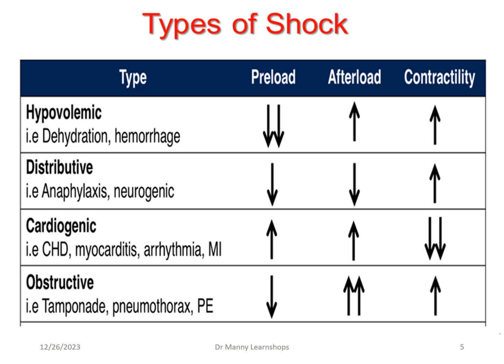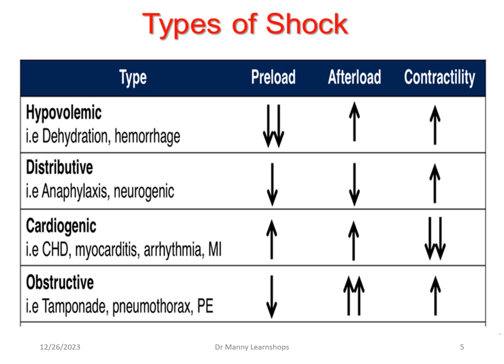You've got cardiogenic, which can be related to congenital heart disease, myocarditis, or certain arrhythmias like ventricular tachycardia, ventricular fibrillation, and even myocardial infarction, which we mentioned when we spoke about the acute coronary syndromes in previous sessions. Then you've got obstructive, which can be cardiac tamponade, tension pneumothorax, and pulmonary embolism.